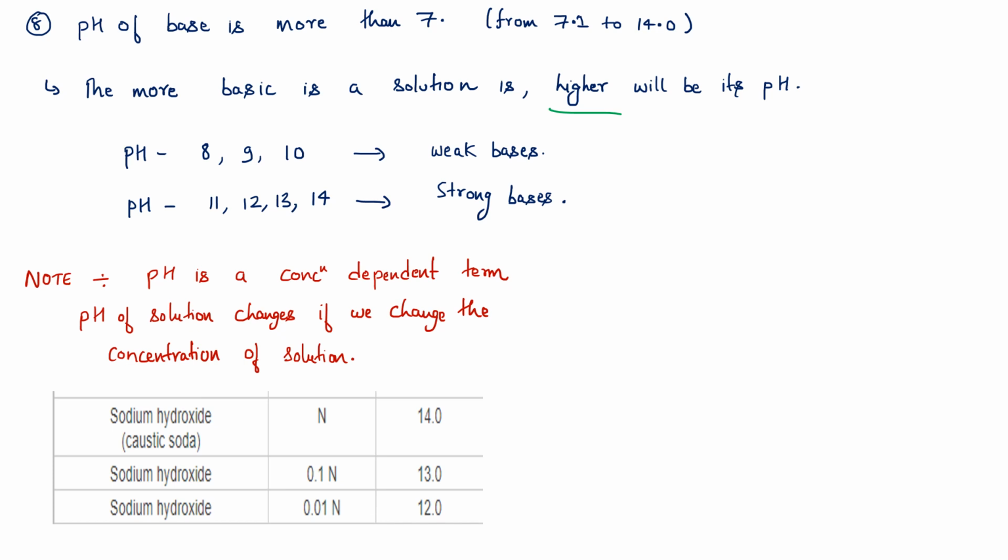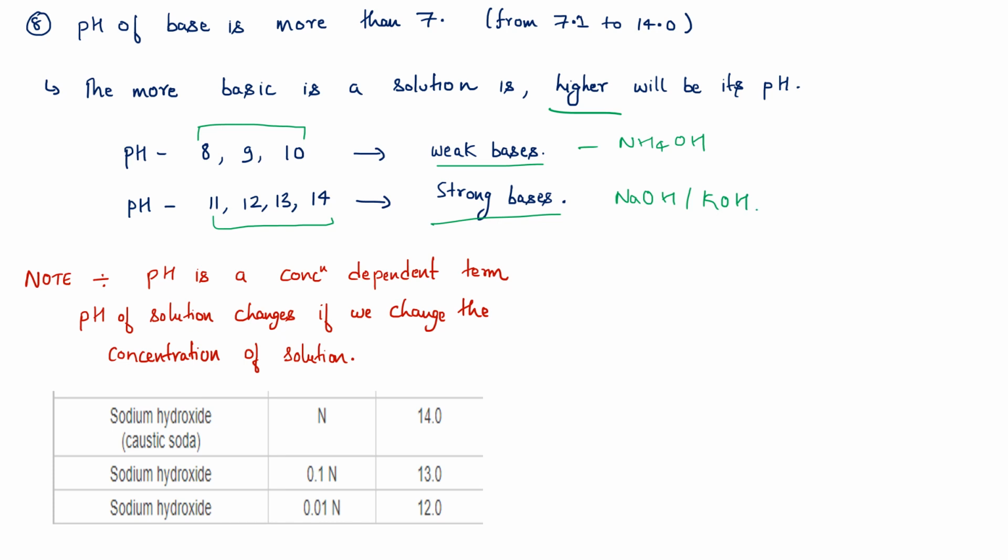Okay. So when we come to a base with pH 8, 9, 10, it is considered a weak base. And with a pH of 11, 12, 13 and 14, it is considered a strong base. Some examples of weak bases are NH4OH, ammonium hydroxide. Some examples of strong bases are sodium hydroxide and potassium hydroxide, as we discussed earlier.